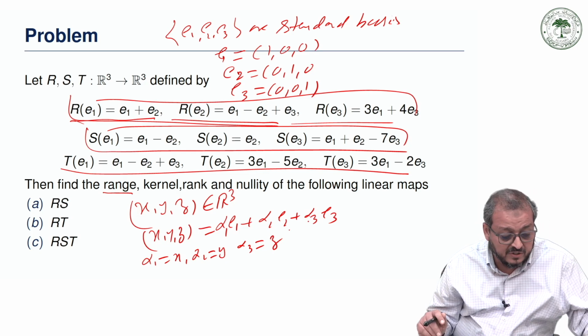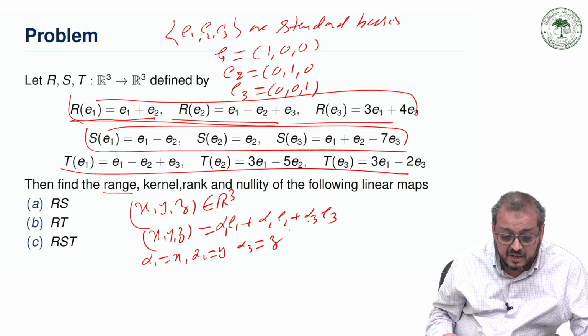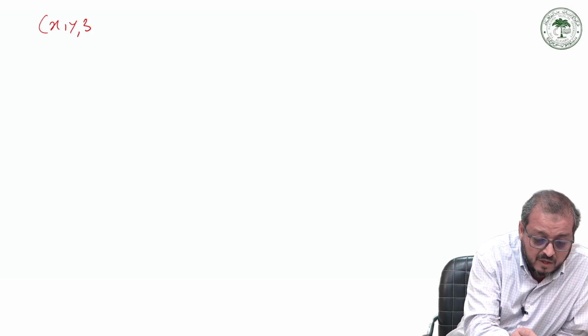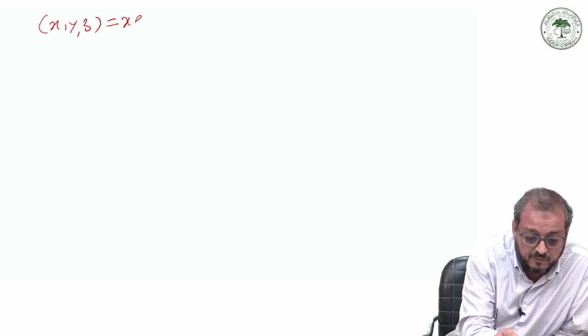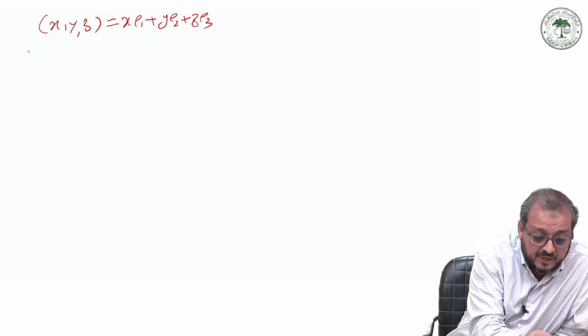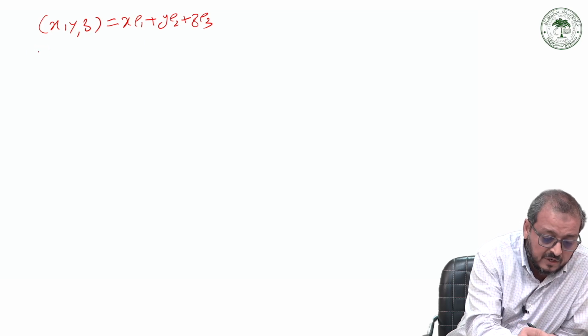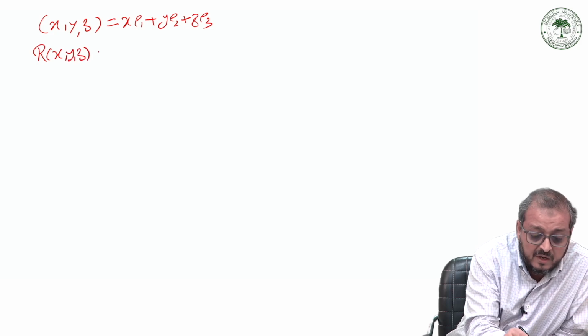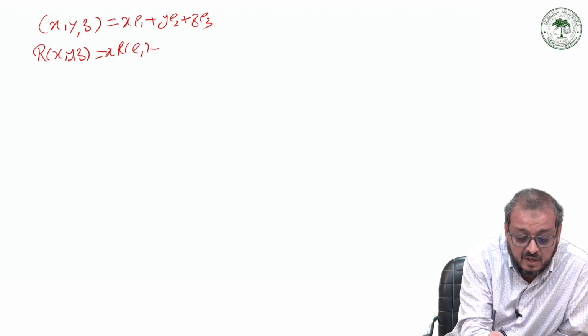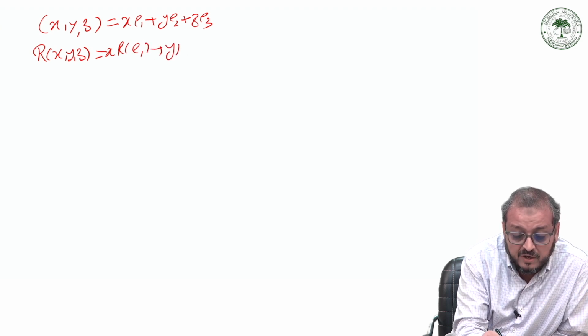So we can write x, y, z in the form of x times E1 plus y times E2 plus z times E3. Now operating R on this, R of x, y, z can be written, since R is a linear map, using the linearity condition, as x times R of E1 plus y times R of E2 plus z times R of E3.